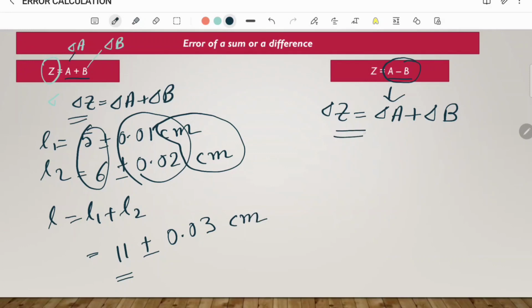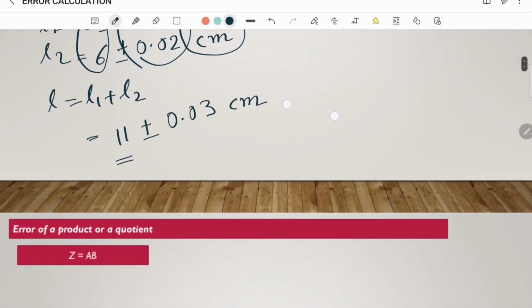and it is the same for this one. Though the quantities are connected with a subtraction sign, that does not mean that errors will be subtracted. Errors will be added in the measurement.